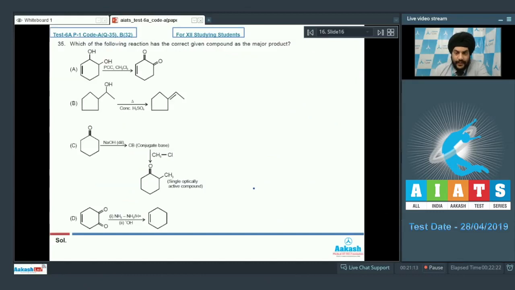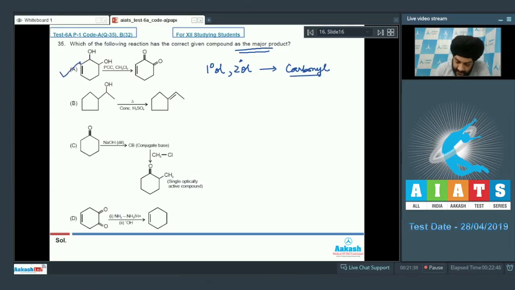Question number 35. Which of the following reactions has the correct given compound as the major product? If you look at the first reaction, PCC in presence of CH2Cl2. So the PCC in presence of CH2Cl2 oxidizes 1 degree as well as 2 degree alcohols to the respective carbonyl compounds.